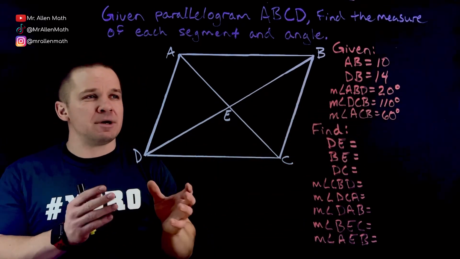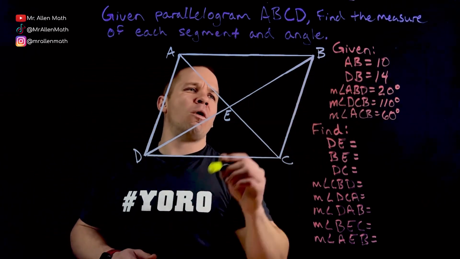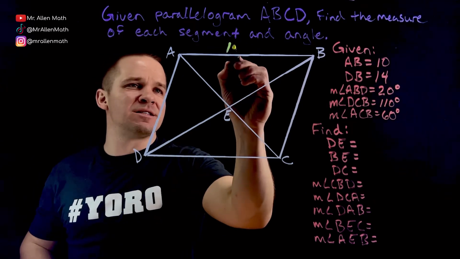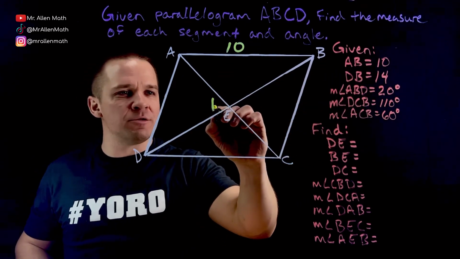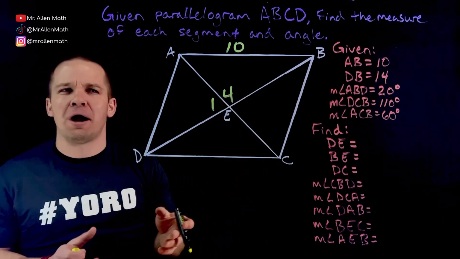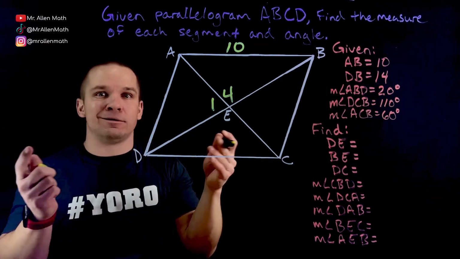So first thing I'm going to do is jot down all of these on the diagram best I can. Well, AB, that's this guy right here, is 10. And then DB, that's 14. Kind of hard to notate, but I'm just going to go ahead and put a 14 there. It's a little weird looking, right? But it's hard to do when it's all the way across the diagram without getting too cluttered.